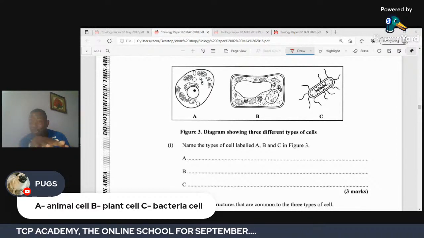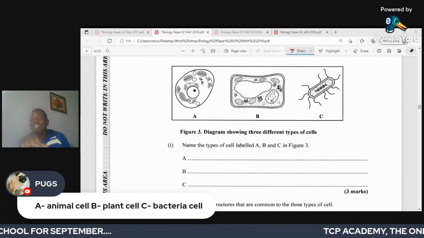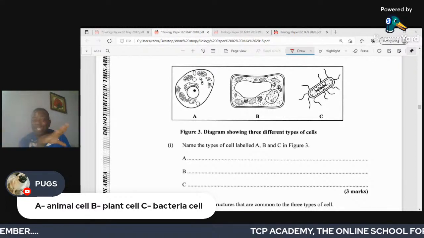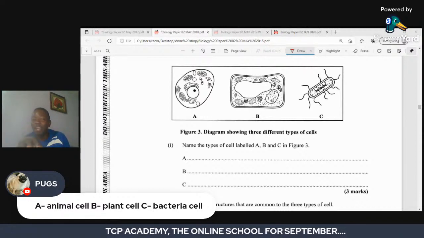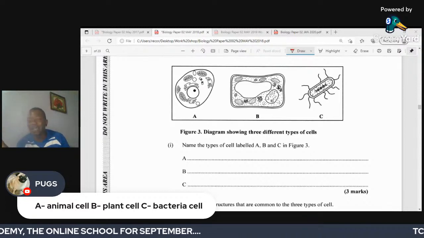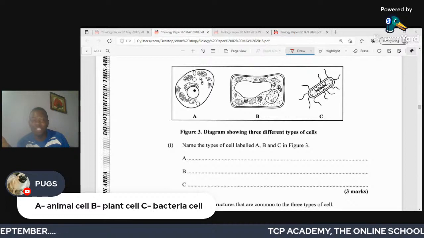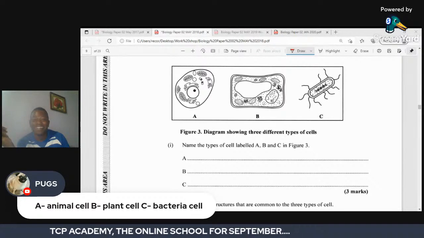Everybody is saying bacteria. So now I want to know, is it bacteria or is it bacterium? Because you are saying animal, you are saying plant. So why would you have said bacteria? Understand? And that is why we are not doing GC in the Caribbean, because you have the same problem that I have. All right?